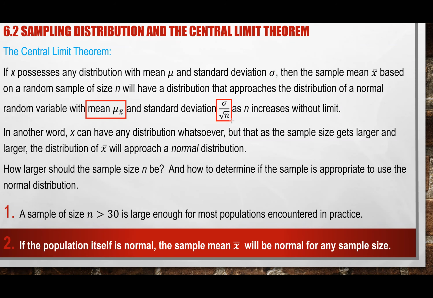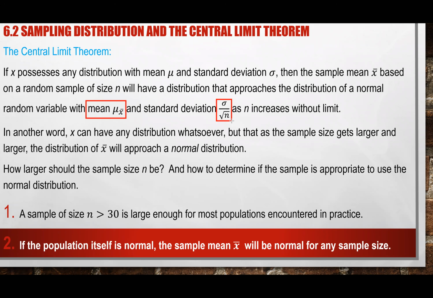So to alter this standard deviation, we take the population standard deviation divided by the square root of n, and n is just the number of samples you have. Okay, so in short, like I mentioned, if you collect a lot of data, we know that this becomes normally distributed. But how large is large? How large does this sample have to be?